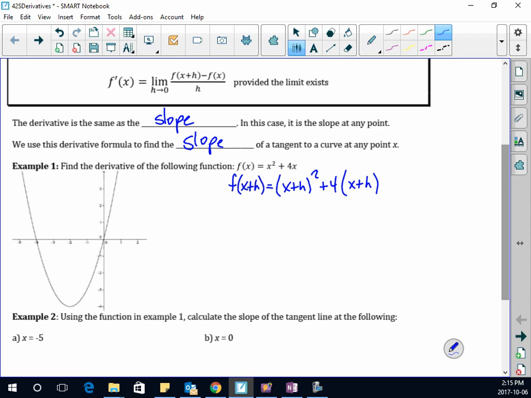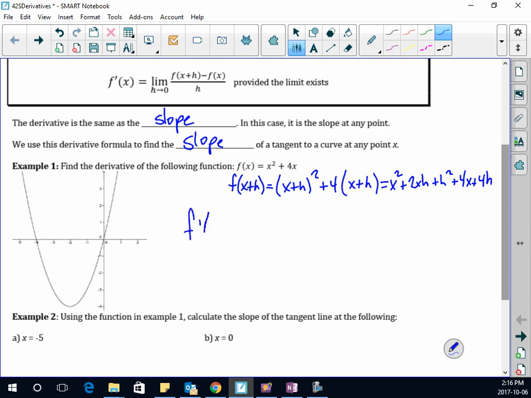Then we have to do what? Yeah, FOIL it out and simplify. So we get x squared. What do we get for the middle term? Plus 2xh. And the last term, h squared. Then I multiply this out and get plus 4x plus 4h. Is there anything I can actually combine at this point? No. So now I'm going to plug it into the formula.